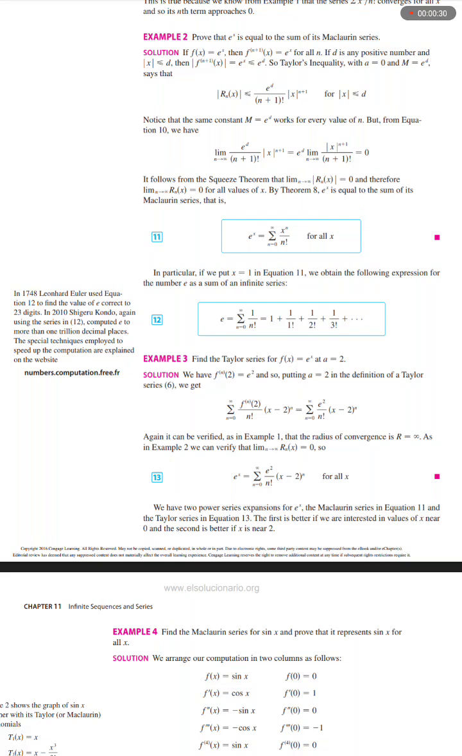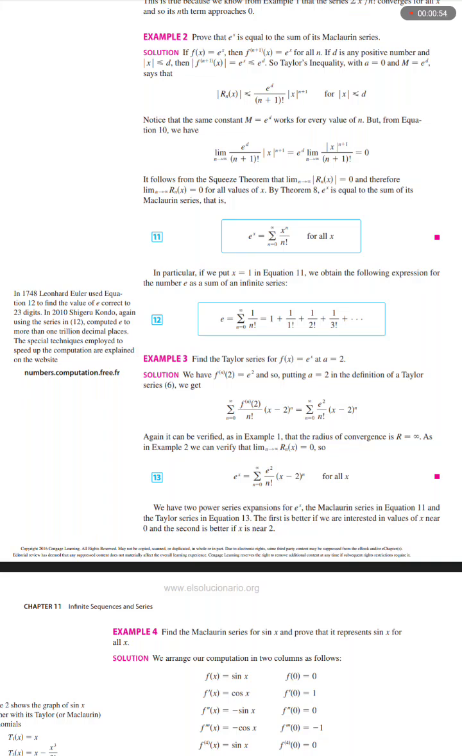If d is any positive number and the absolute value of x is less than or equal to d, then the absolute value of the (n+1)th derivative of f(x) equals e^x, which is less than or equal to e^d.